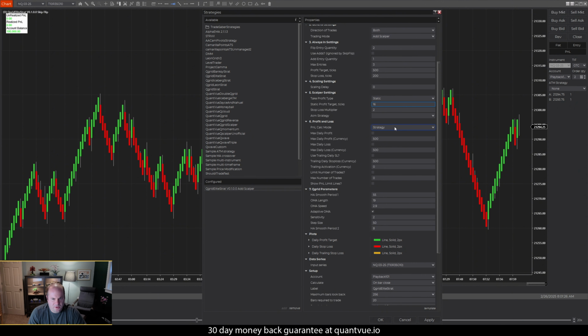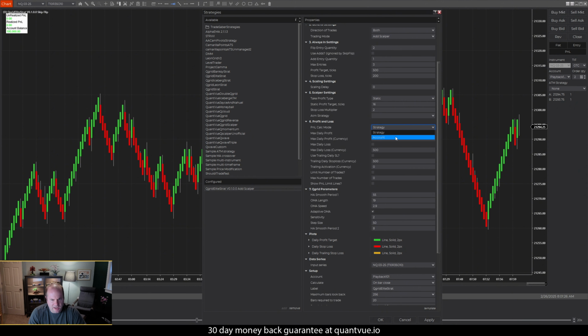P&L calc mode, there are two different ones in here. You can use strategy or account. Strategy will allow you to be able to go into back test or forward test, whatever you want to do, optimize, whatever you want to do inside Ninjatrader.